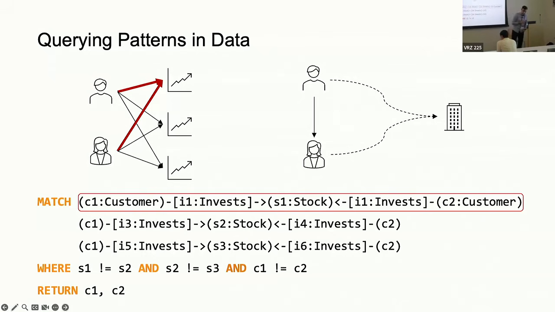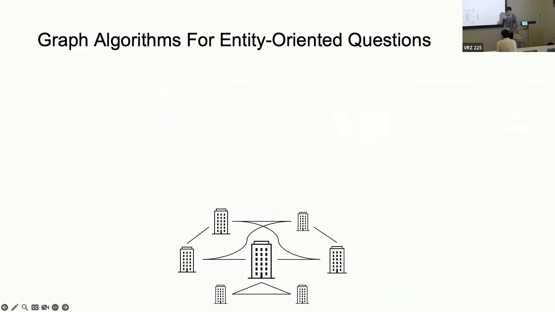So that's another advantage. And the last thing that I want to say about property graphs is that they have features that give you out-of-the-box network algorithms or graph algorithms that you can just call, which could be important if you're answering some entity-oriented questions.